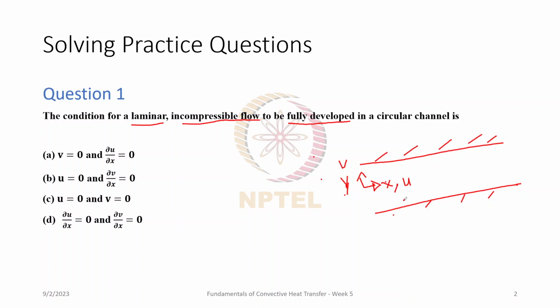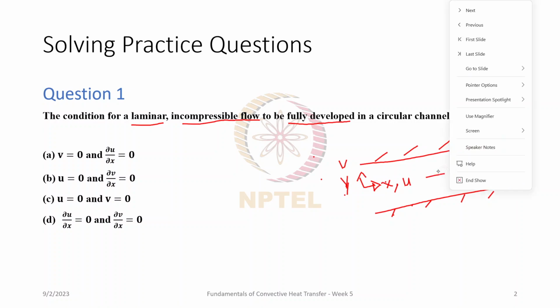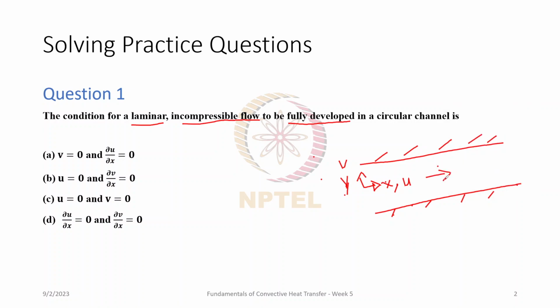So this is our circular duct. X is the axial direction, the direction in which flow occurs, and Y is the transverse direction, which is perpendicular to X. U is the velocity in the axial direction and V is the velocity along Y.